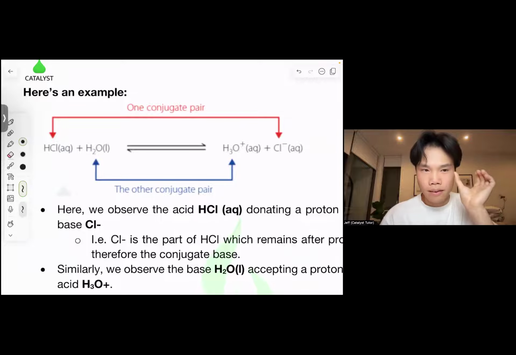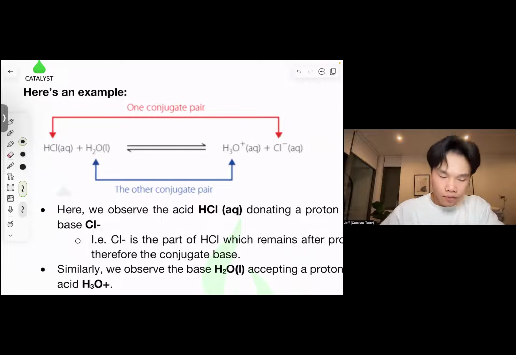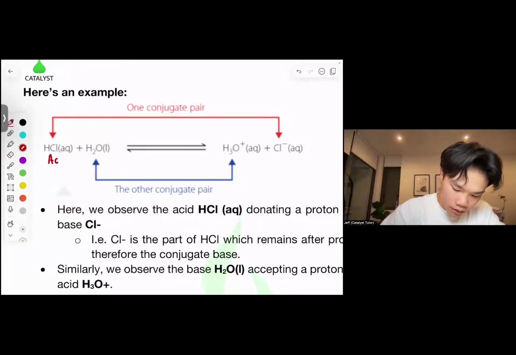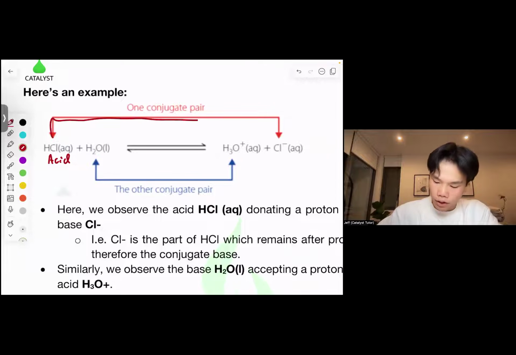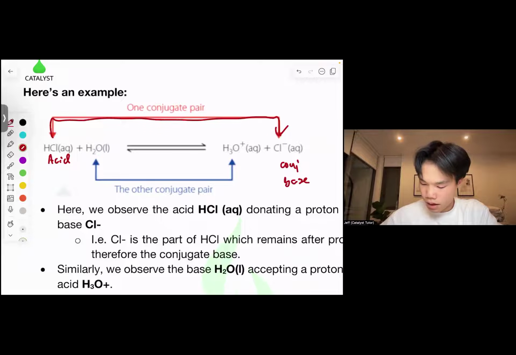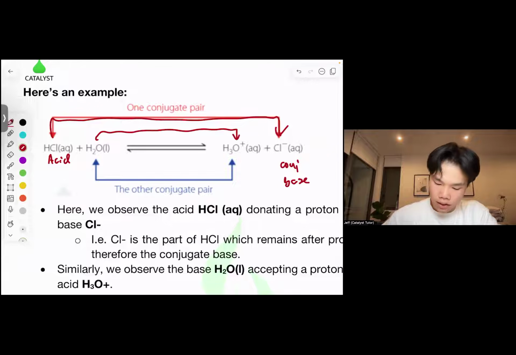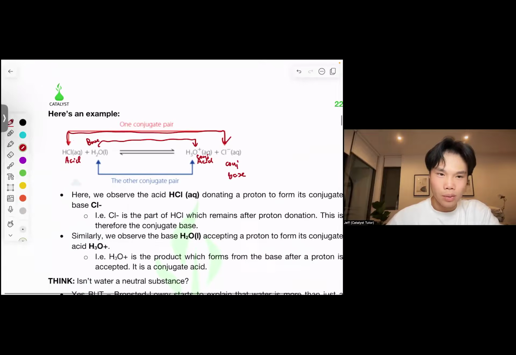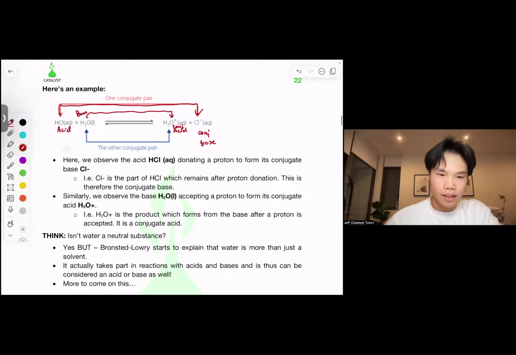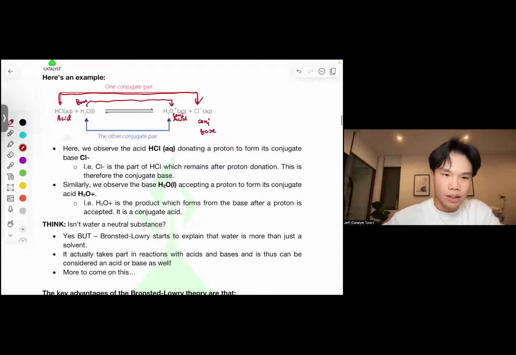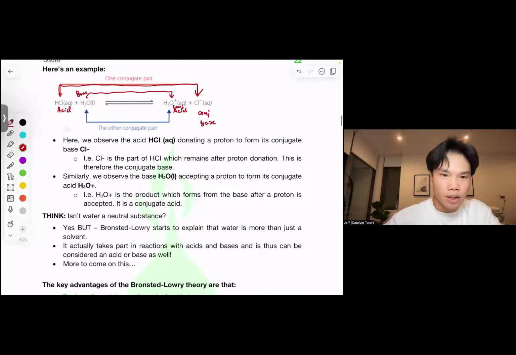So if you're looking at this particular equation, HCl is our acid. The conjugate pair of HCl is going to be Cl-. That's our conjugate base. And for H2O and H3O+, H3O+ is always going to be an acid. So this is our conjugate acid. And H2O is our base, therefore. So water can be a base. Water can also be an acid. And that introduces the idea of our amphiprotic substances as we go on a bit further.